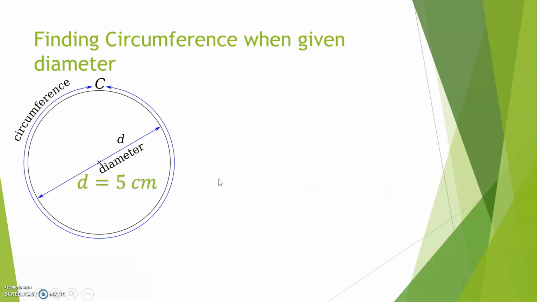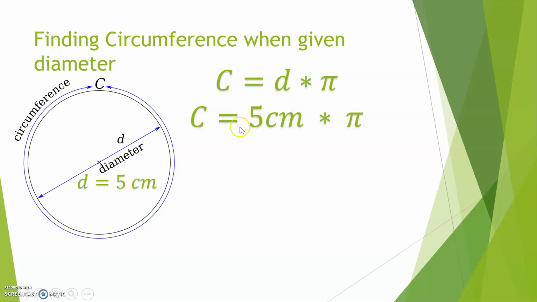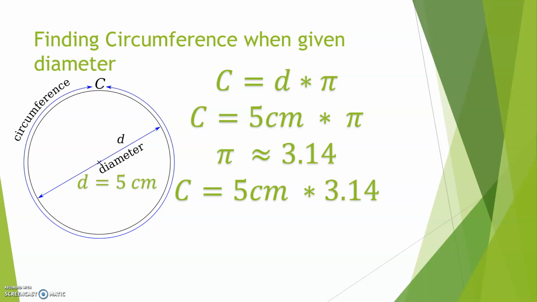Okay, so let's say we have a circle with a diameter. That means distance all the way across, passing through the middle, of 5 centimeters. We want to find the circumference. We take our formula. Circumference equals diameter times pi. We just plug in that 5 into the diameter. Now we have 5 centimeters times pi. We know pi is roughly equal to 3.14. You just got to memorize that one. It's the way it is. And we just do a quick multiplication, and we get 15.70 centimeters, or just 15.7 centimeters.